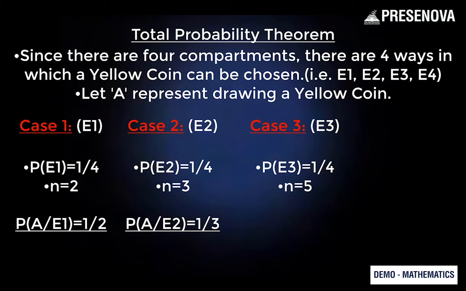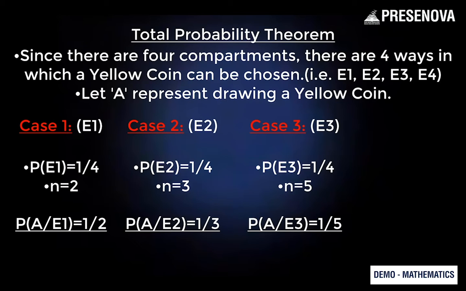coins. The probability of choosing a yellow coin out of the 5 coins present in compartment 3 can be represented as P of A given E3. This is equal to 1 by 5, where the numerator 1 shows the number of yellow coins in compartment 3 and the denominator 5 shows the total number of coins in compartment 3.